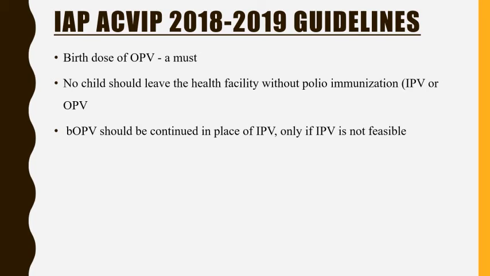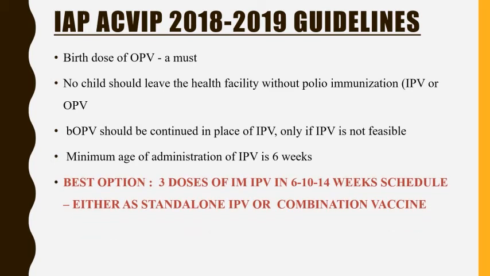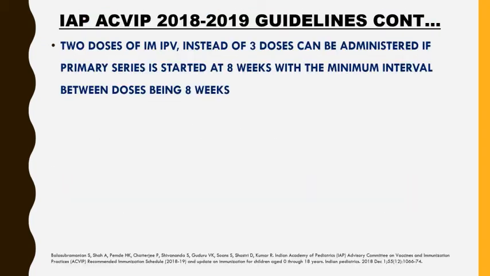The minimum age of administration of IPV is 6 weeks. And the best option is 3 doses of intramuscular IPV at a 6, 10 and 14 week schedule, either as a standalone IPV or as a combination vaccine. Guidelines continued. 2 doses of intramuscular IPV instead of 3 doses can be administered if the primary series is started at 8 weeks of age, with the minimum interval between doses being 8 weeks.